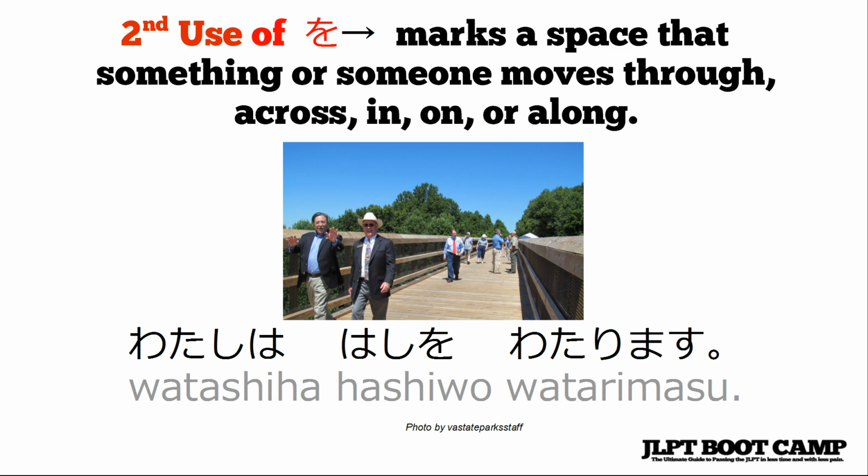So for example, watashi wa hashi o watarimasu means I walk across the bridge. So you're going through something or across something. You can use O in this way.